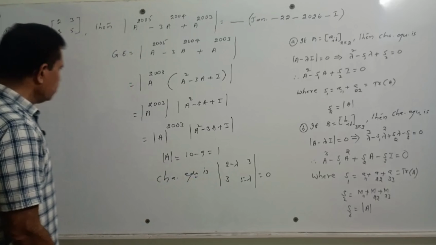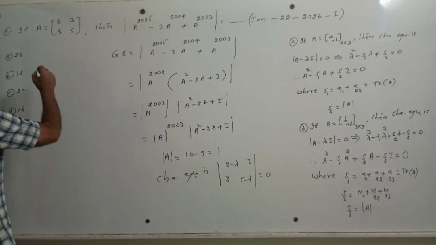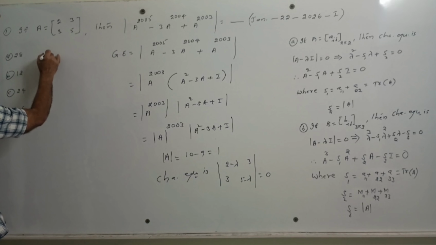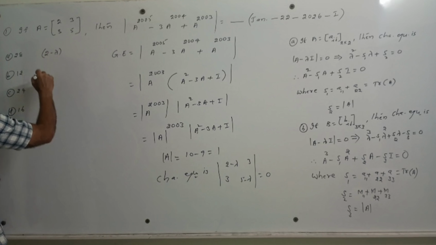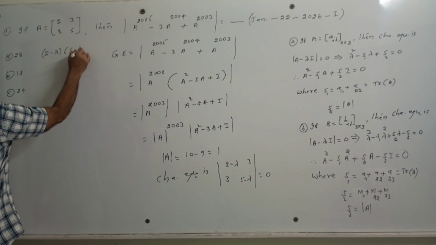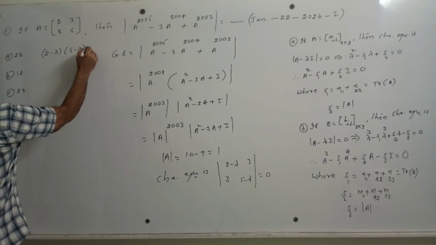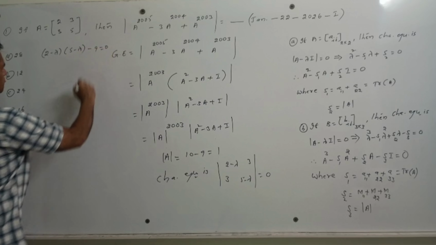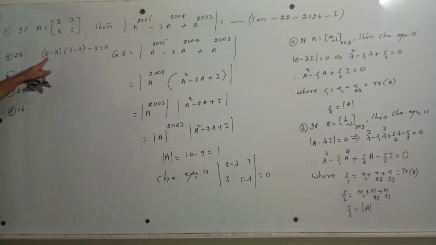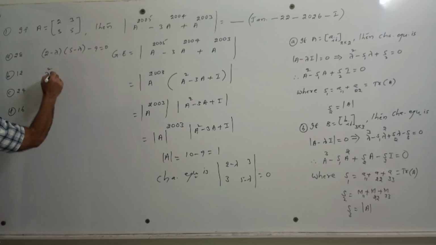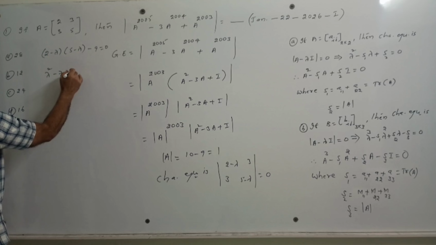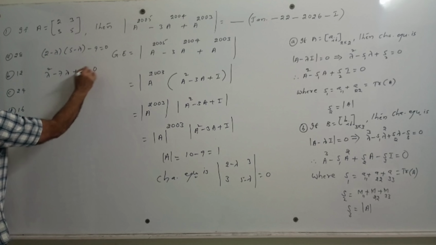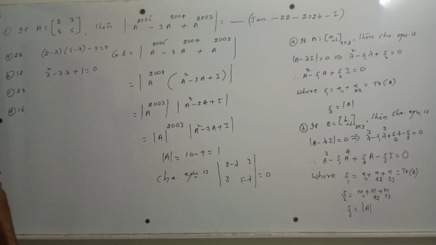So according to AD minus BC formula, I am expanding that. So it is 2 minus lambda multiplied with 5 minus lambda, minus 3 into 3 becomes 9. Minus lambda into minus lambda becomes plus lambda square. Minus 2 lambda minus 5 lambda, minus 7 lambda, plus 10 minus 9, plus 1 is equal to 0. That is the characteristic equation.